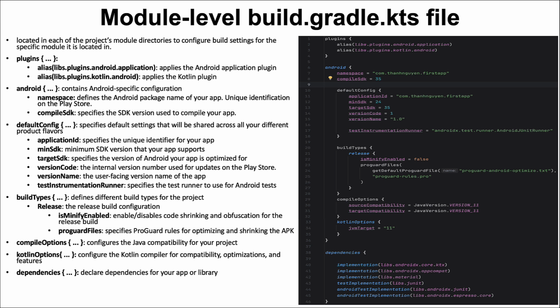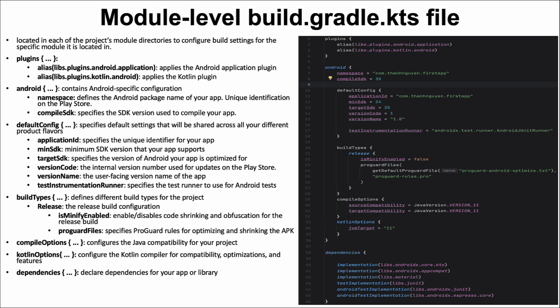Next, the compile options block configures the Java compatibility. The source compatibility specifies the Java version in which the source code is written. The target compatibility specifies the Java version the compiled bytecode should be compatible with. This ensures your app is compiled with the right Java version and avoids compatibility issues between different Android versions.